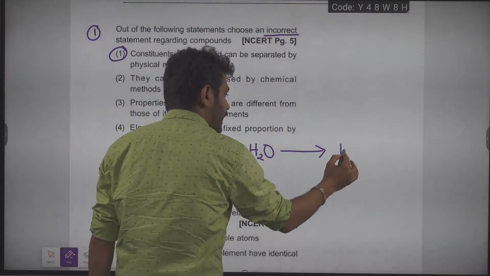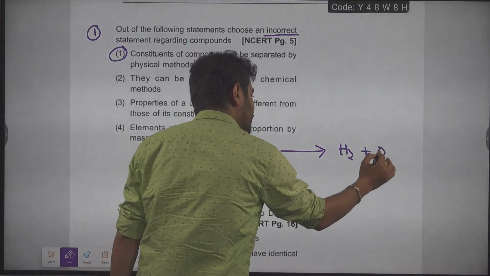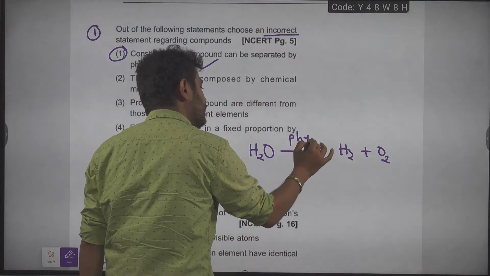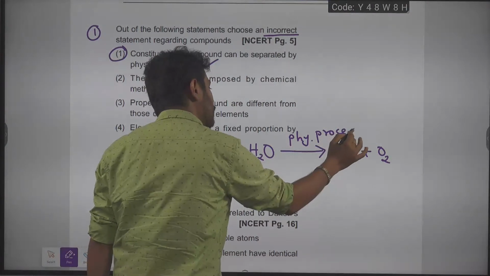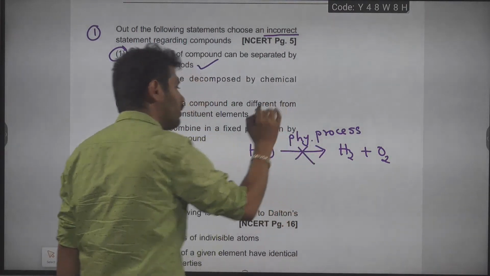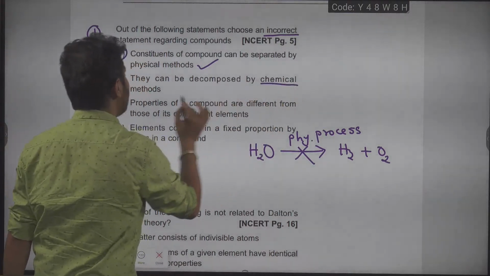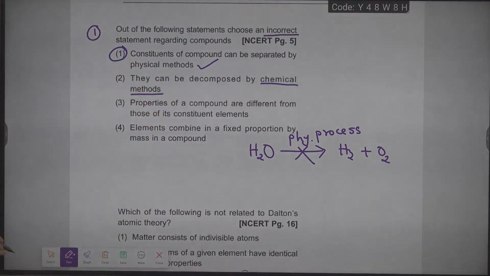I cannot get hydrogen gas and oxygen gas by any physical method. By a physical process, it is not going to be possible. So that is wrong. Then how is it possible? It is possible by chemical methods. By chemical methods it is going to be possible.